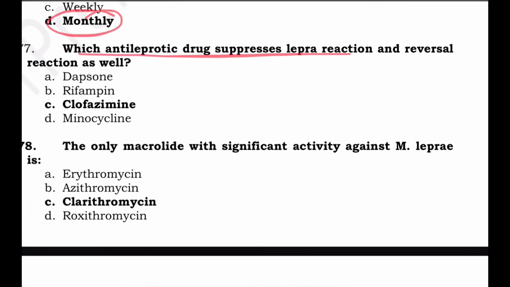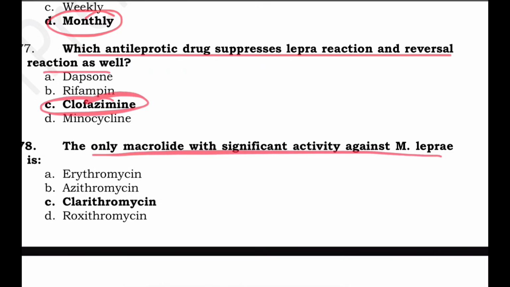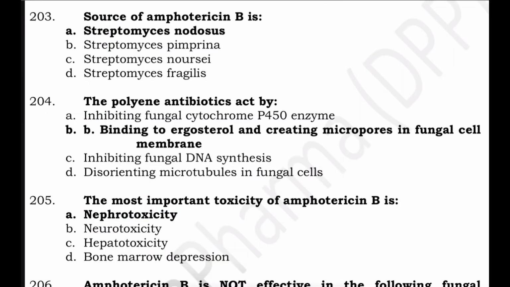Which anti-leprotic drug suppresses lepra reaction and reversal reaction? That is clofazimine. The only macrolide with significant activity against M. leprae is clarithromycin. Coming to antifungal drugs, source of amphotericin B. Amphotericin B is obtained from Streptomyces nodosus.